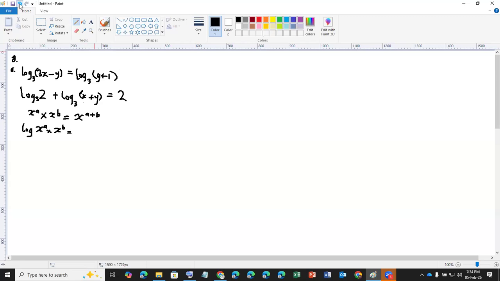I don't want to make this up, but okay, let me just state the law of logarithm as I know it. Log of x times y is log of x plus log of y.